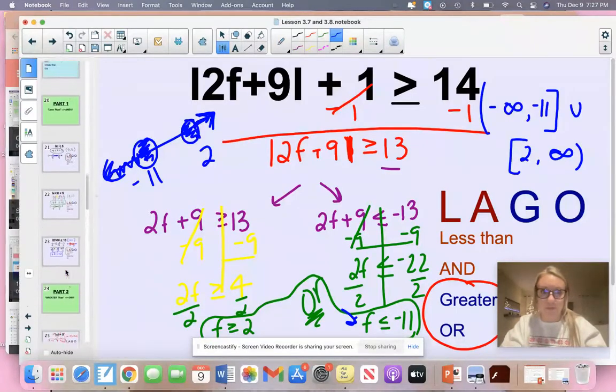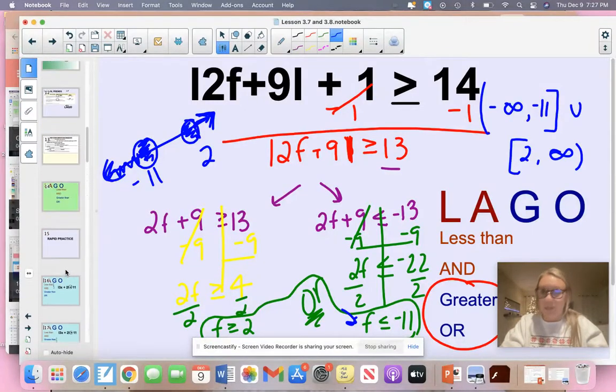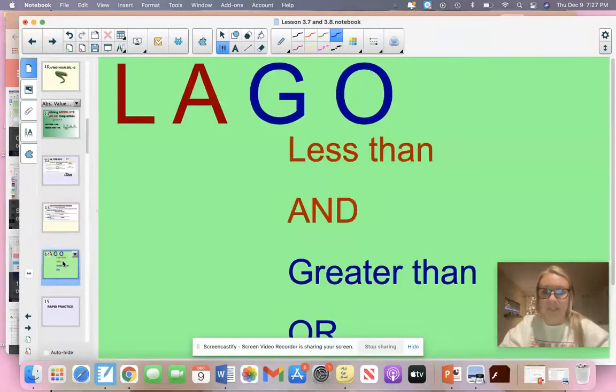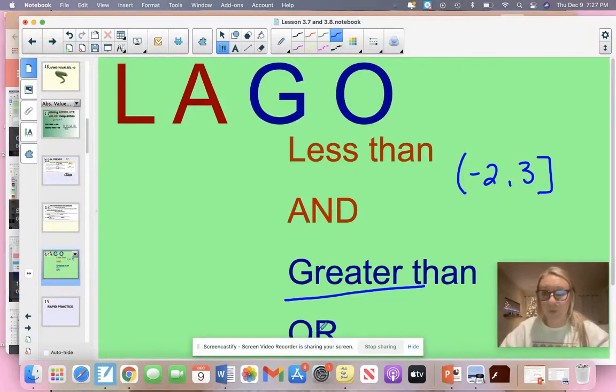Okay, so just really quick to review. In this video, we talked about solving absolute value inequalities. The acronym that we use to help us is LAGO. When we see a less than sign, that means to set up an and inequality. So like if you had interval notation, it would look something like this. When you see a greater than sign, we set up an or inequality. If you put it in interval notation, it would look something like this.